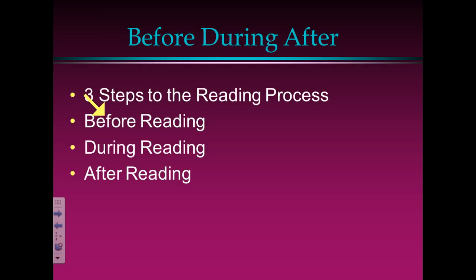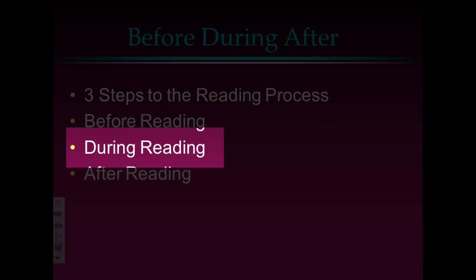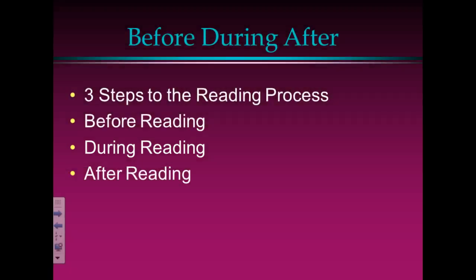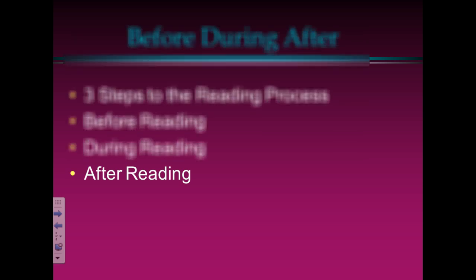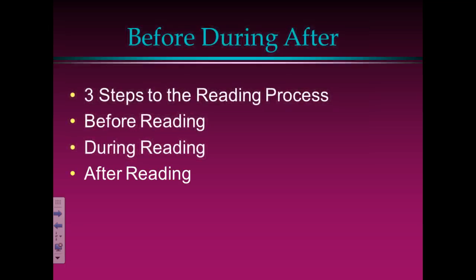In this one, there are 3 steps to the reading process. You're going to do something before you actually start reading the text. The second thing is there are several things that you're going to do while you are reading the text that will help you comprehend, remember, and learn that information. And then there are some final things that we'll do at the end of the text, again, to help you learn the information and make sure you understand what it is that you have read.